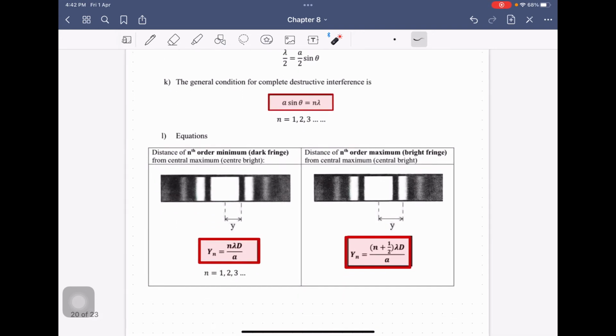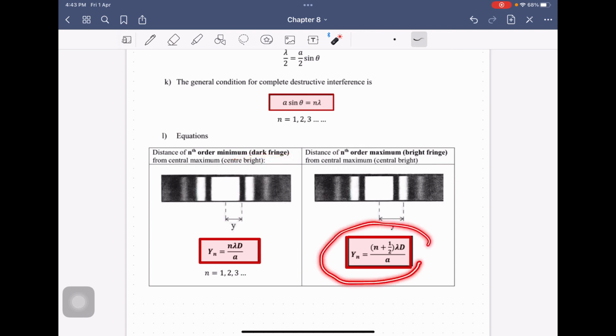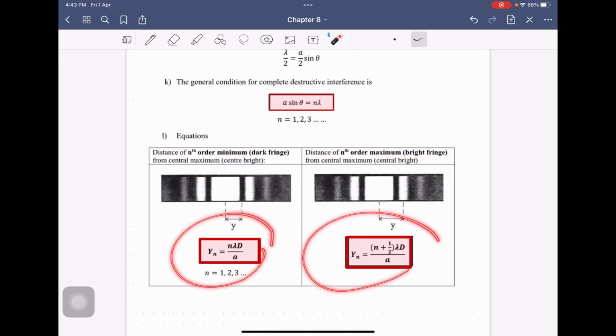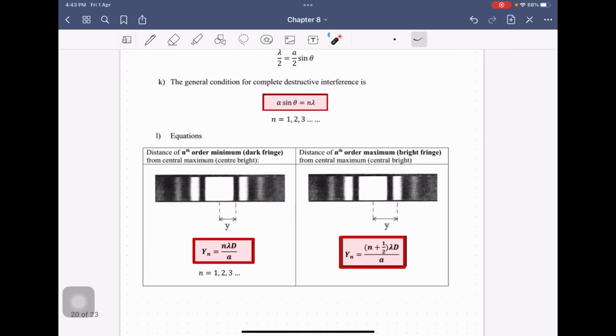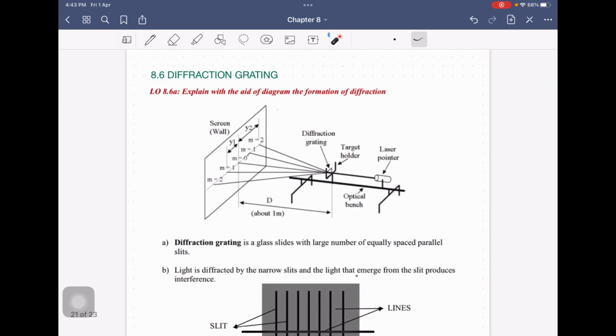Alright, so kita ada dua equation untuk distance between n order minimum dark fringe dengan center bright, and order maximum bright fringe dengan central bright. Alright, so ini adalah equation untuk central bright dengan dark fringe. Alright, ini adalah equation untuk jarak antara central bright dengan bright fringe. Alright, so kita just gantikan saja menggunakan equation ini. Alright, so kita proceed kepada the last subtopic.